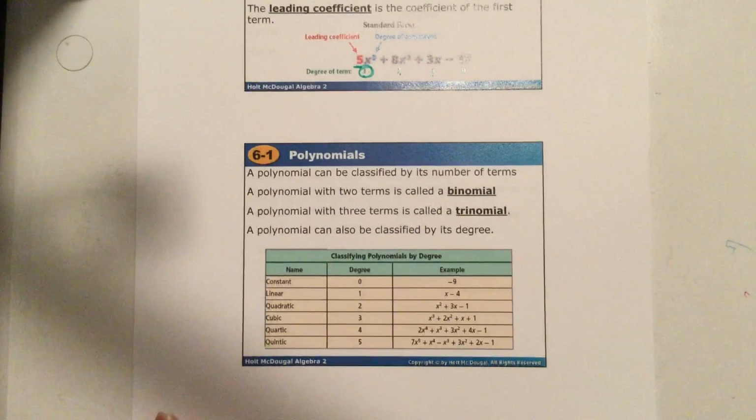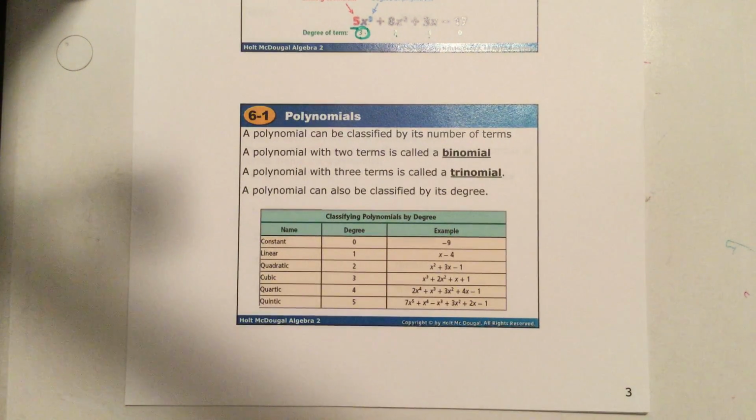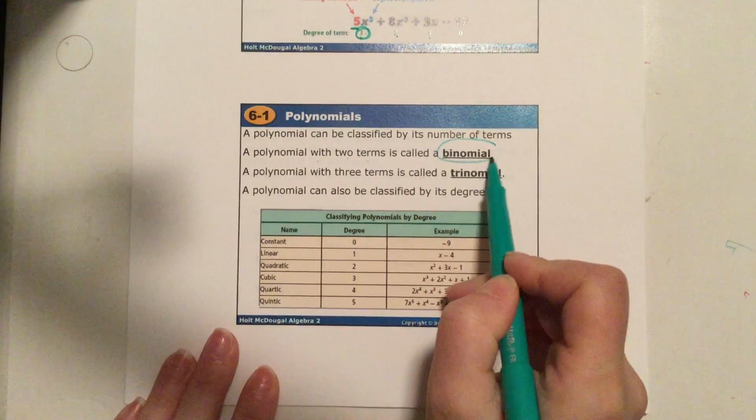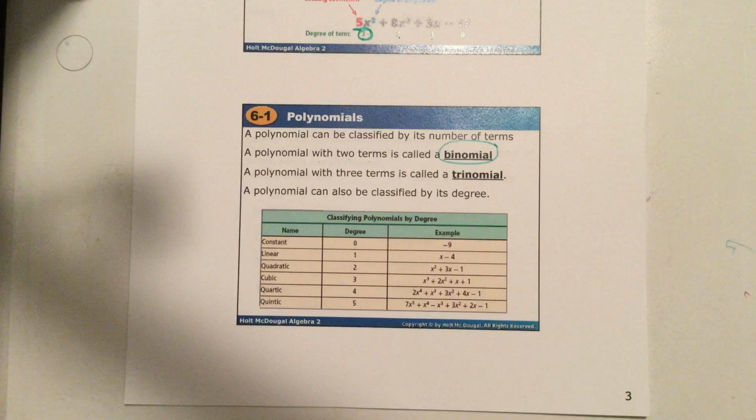Okay? When we are writing polynomials and working with polynomials, you can name them. There's 2 ways that you're going to name them. One of them is based off of the degree. The other one is based off of how many terms it has. If you have a polynomial with 1 term, it is a monomial. If you have a polynomial with 2 terms, it's called a binomial. So kind of like a bicycle has 2 wheels, a binomial has 2 terms.